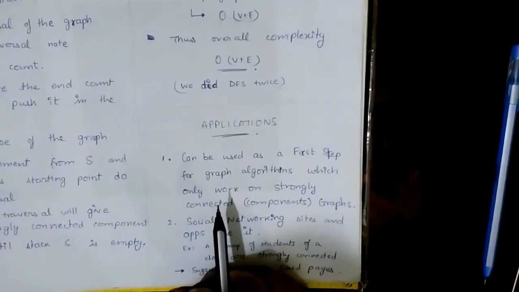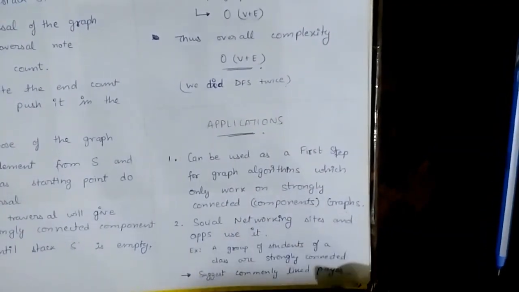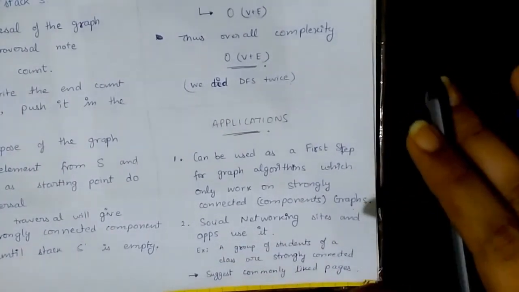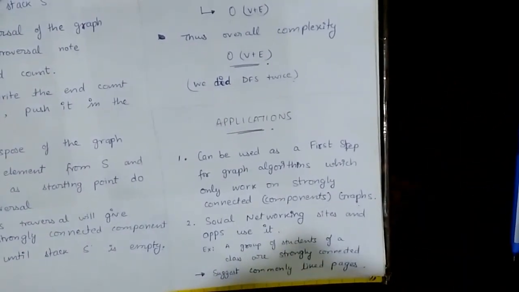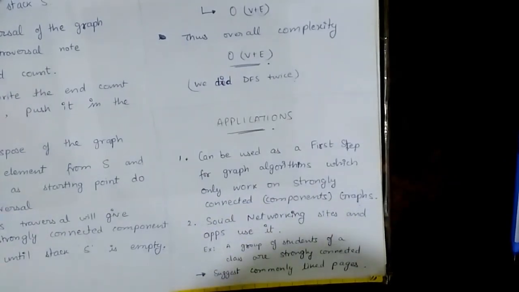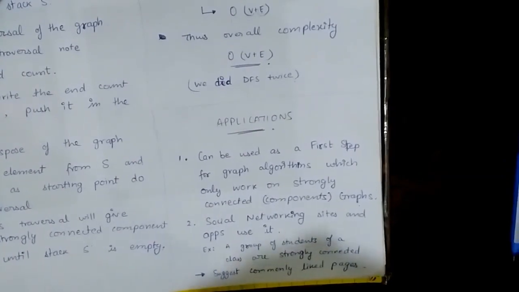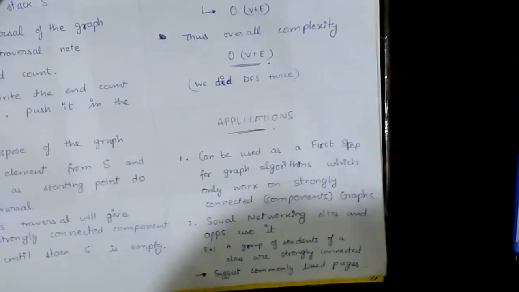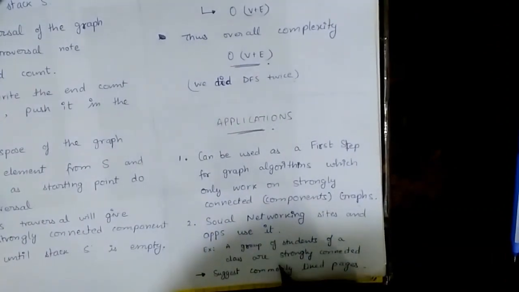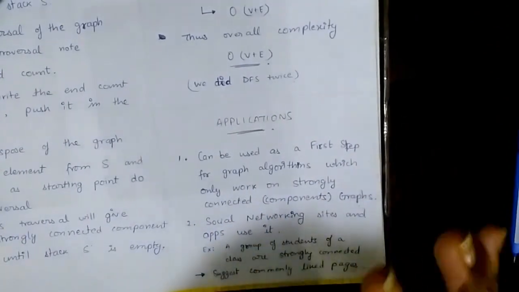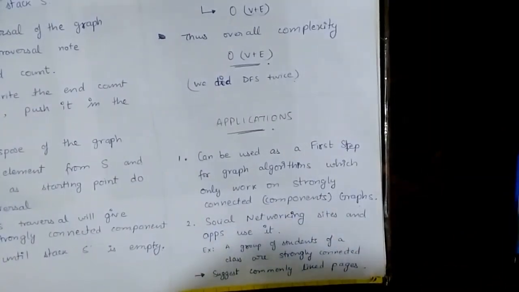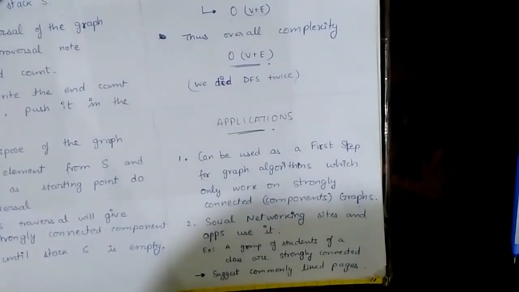Next, social networking sites and apps use it. For example, there is a group of students of a class. We consider them as strongly connected. They have similar interests, almost, considering academics only, and they are of the same age group. So we can use Kosaraju's algorithm to find these strongly connected components and suggest commonly liked pages to them. So these were the applications.